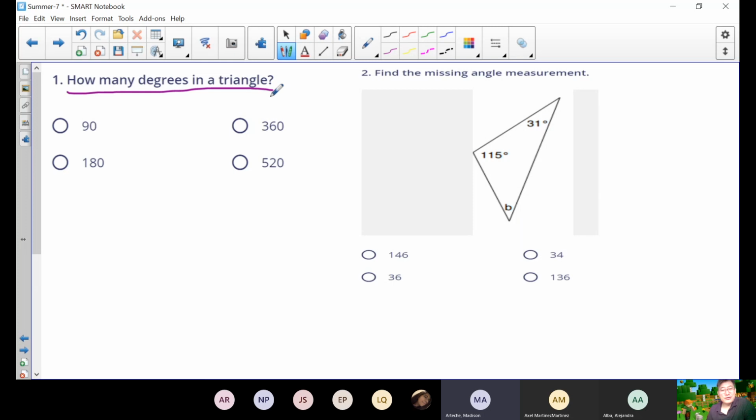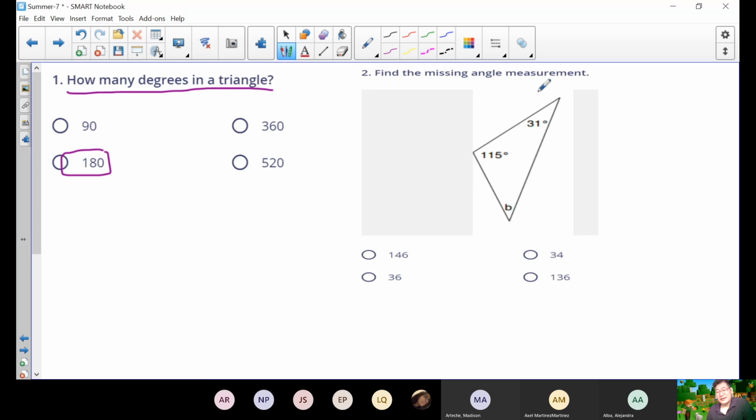How many degrees in a triangle? Actually, it's very easy. Yesterday, one of the students got 100 right away. How many degrees in a triangle? This is a rectangle, quadrilateral, right? This is a right angle. Answer is what? A triangle is always 180.